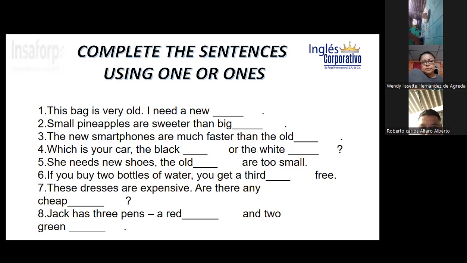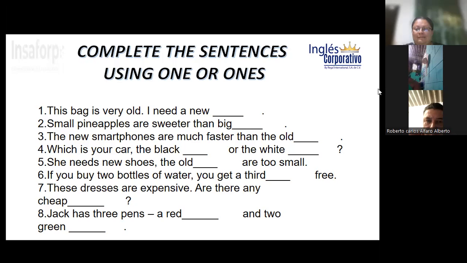Excellent. Number three. The new smartphones are much faster than the old ones. Okay, then the old ones, we're comparing the new smartphones and the old ones, right? We're talking about plural. Perfect.